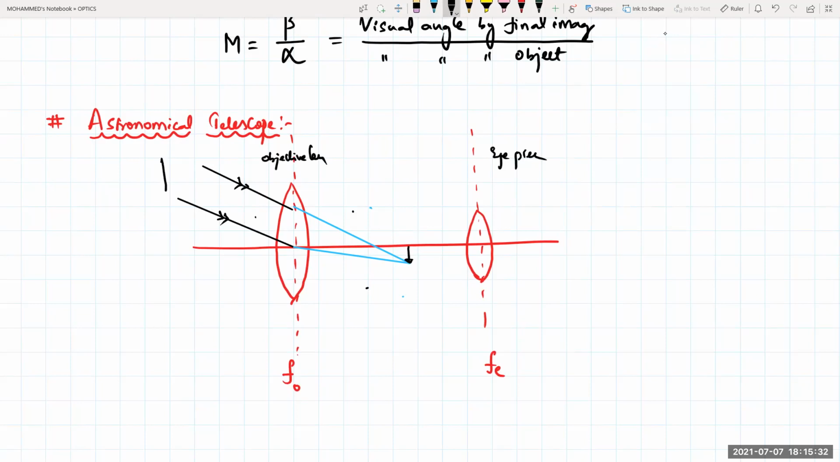So here is your larger body. This one is your A and this one is your B. The image of this one will become B dash here, as well as your A dash. The object is making an angle alpha. This is alpha. This angle is also your alpha.